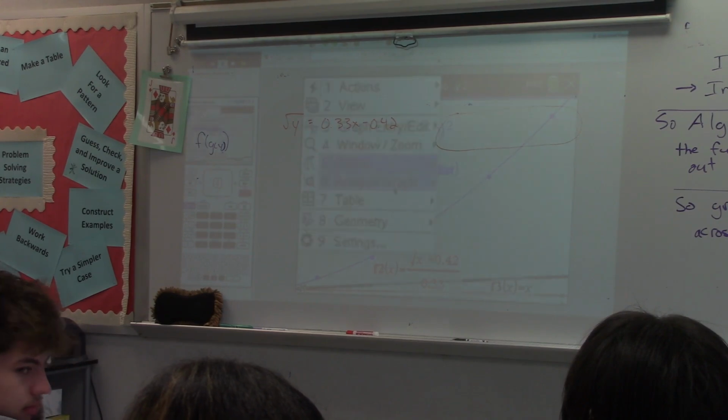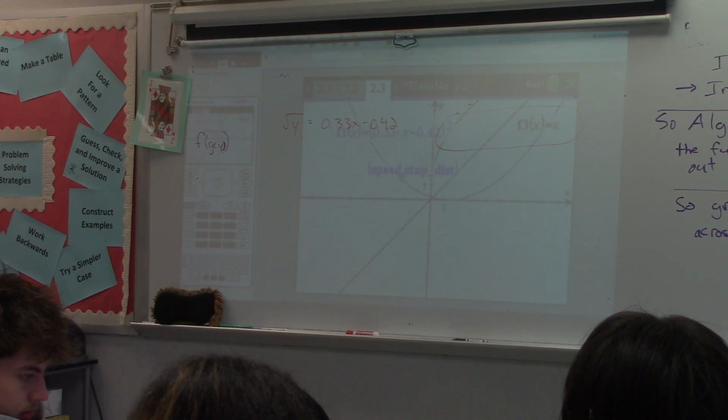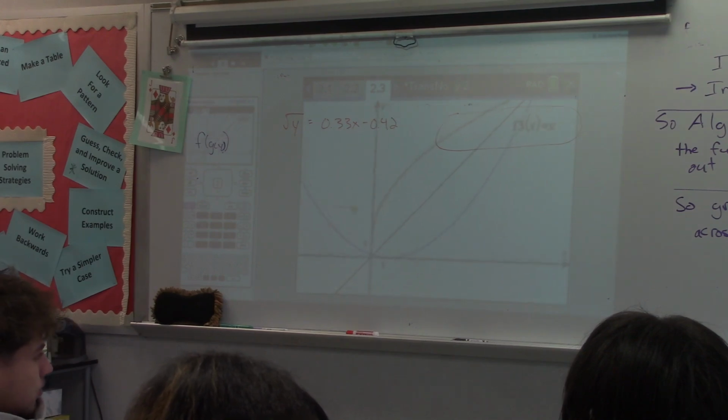Let's go. Window zoom. Zoom standard. I'm going to get rid of these things so that you can't see them. Okay. And so I want you to look at it. And I want to point this out. Landon, can you hit the lights for me?